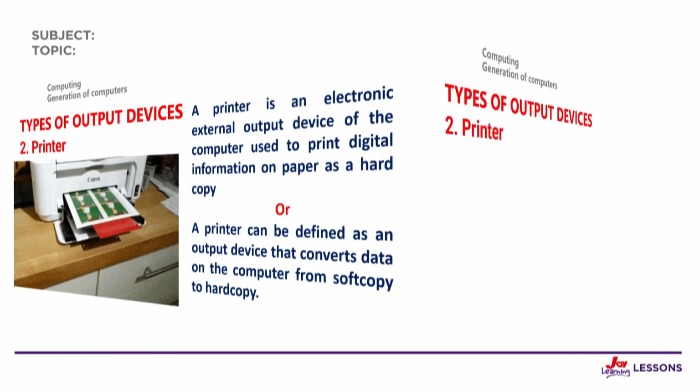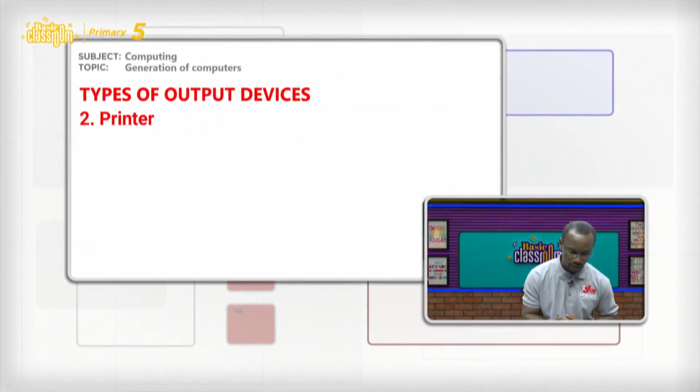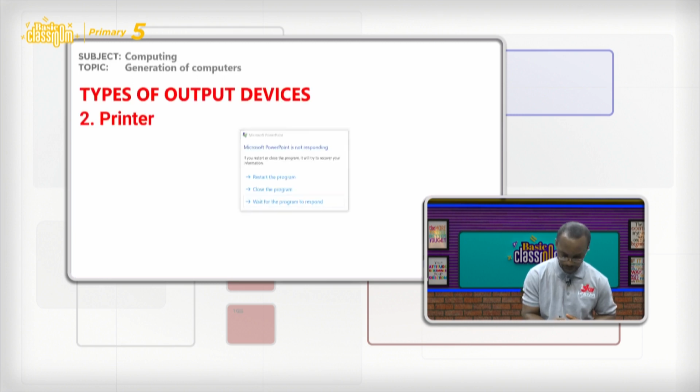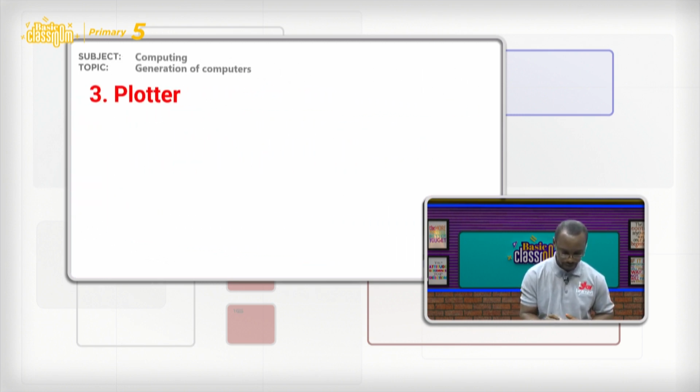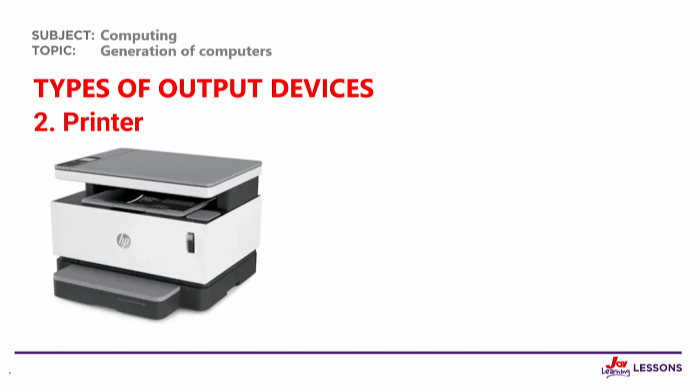We have another image of a printer. So this is also a printer. Good. So this is also an image of a printer, and it's also an output device. It's displayed on the screen. Right.